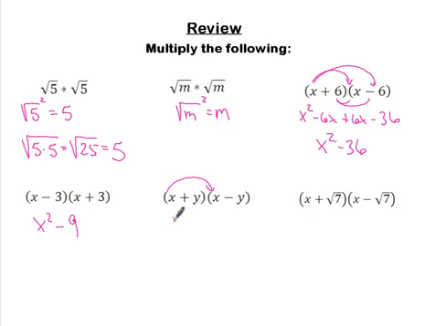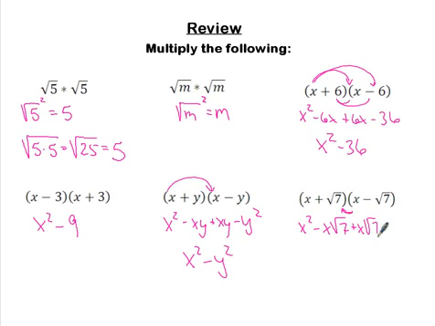Here we get x squared minus xy plus xy. Those are going to cancel out. And a positive times a negative is a negative, and y times y is y squared. So we're left with x squared minus y squared. And the last example, x times x is x squared. That's a minus x root 7. It's a plus x root 7. Those are going to cancel out. And a positive times a negative is a negative. The square root of 7 times the square root of 7 is the square root of 49, which is just 7. So we're left with x squared minus 7.